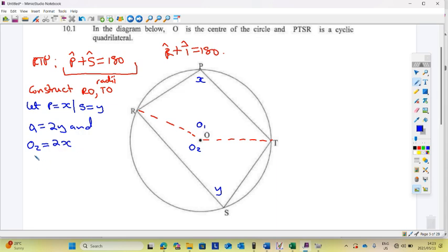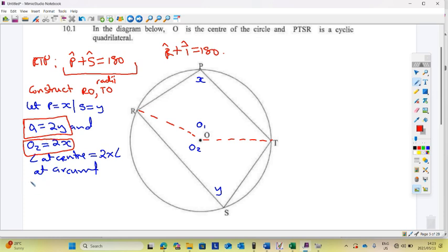And the reason for that: angle at center is equal to 2 times angle at circumference. That is the reason for that. Now we have two things that we have to deal with. The first one, we said O1 is equal to 2y, and then O2 is equal to 2x. Now, we need to put these things together.